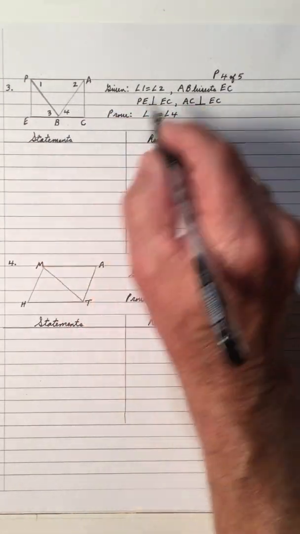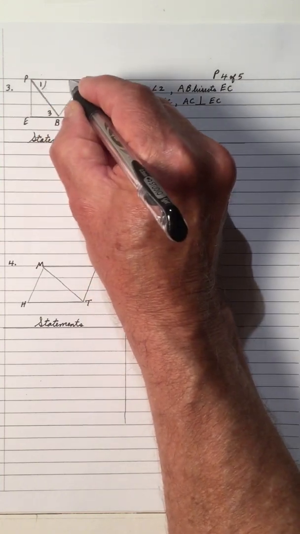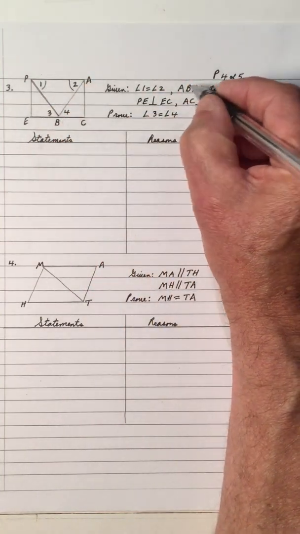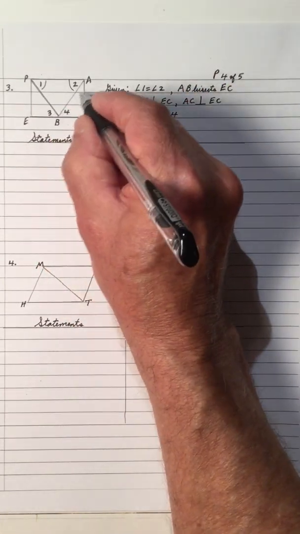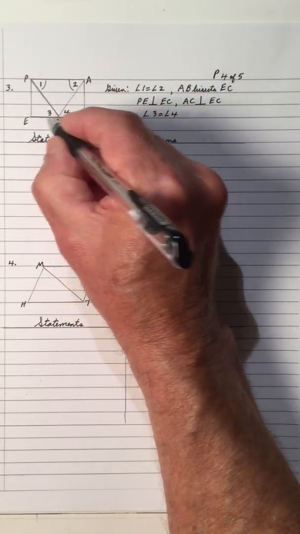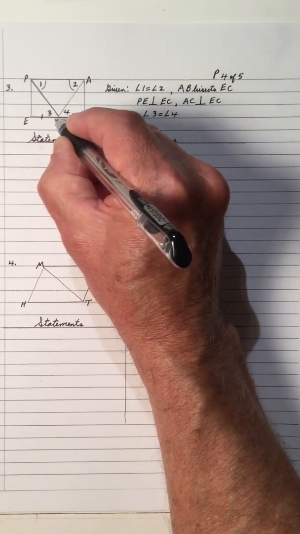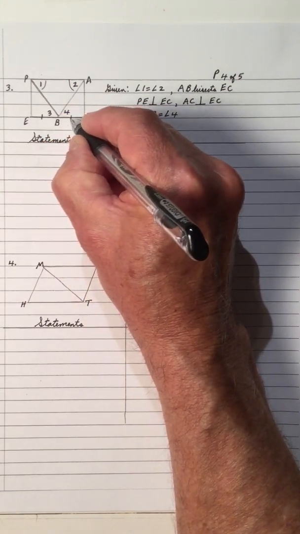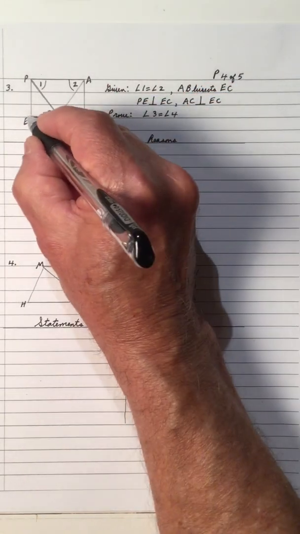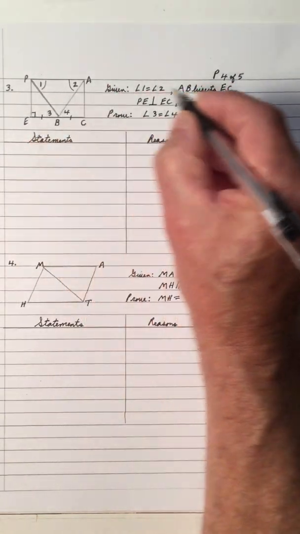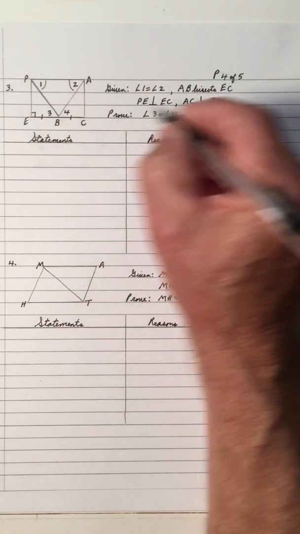So we have this diagram. 1 is equal to 2 given. We got AB bisects EC. AB bisects EC, so it makes this BE equals BC. We got PE is perpendicular to EC. We got AC is perpendicular to EC.